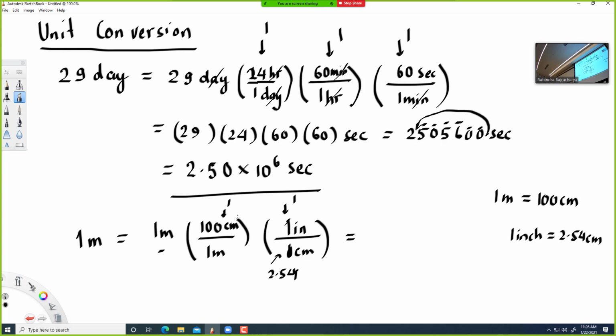So now we cancel centimeter and centimeter, meter and meter, so we have 100 divided by this number 2.54, which is 39.37 inch. Okay. So that's how you do the unit conversion. So there are a couple of homework questions where you will need to do this kind of unit conversion.